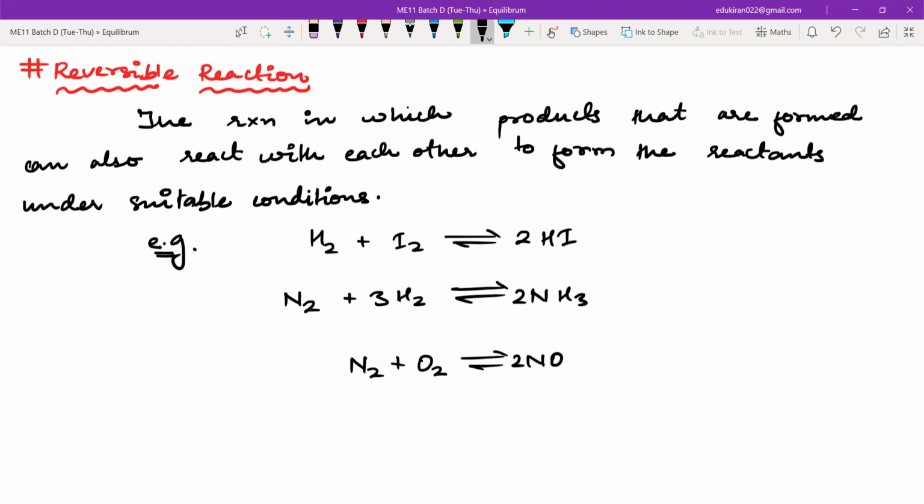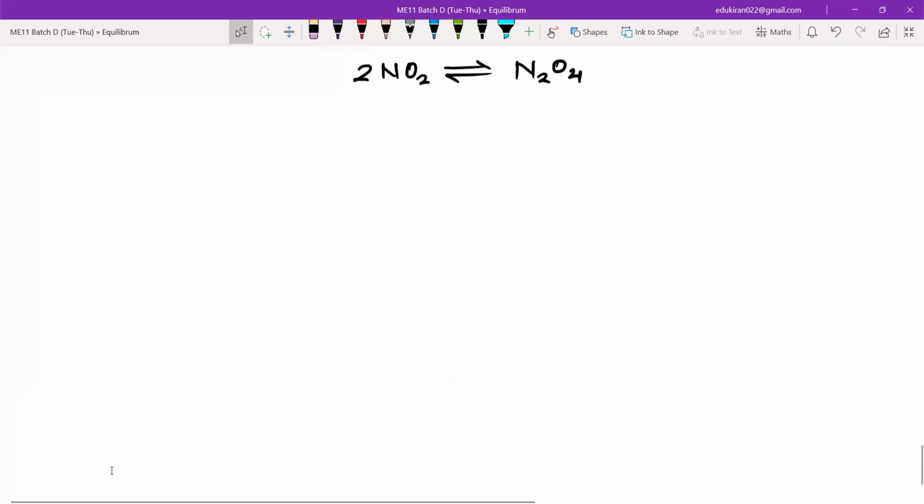Similarly, NO2, nitrogen dioxide, can associate to form N2O4, a dimer, and the dimer can dissociate to form 2 moles of NO2. So these are the examples. This is the type of reaction that we will be looking at. Now, next is how equilibrium is attained here. So next is attainment of equilibrium.